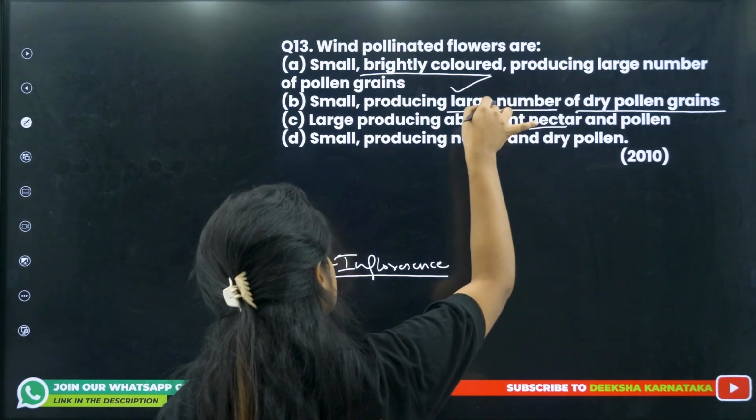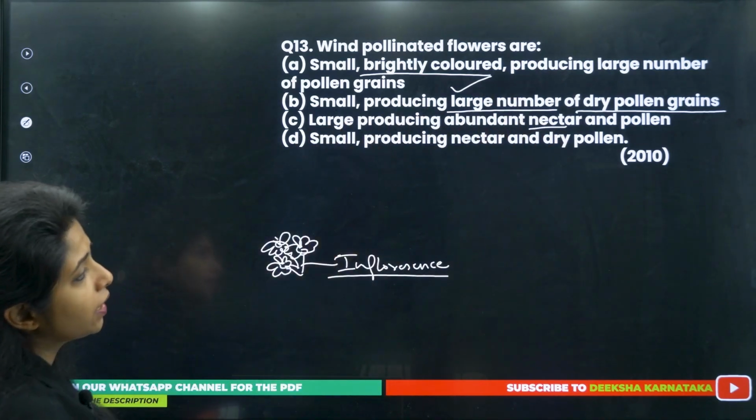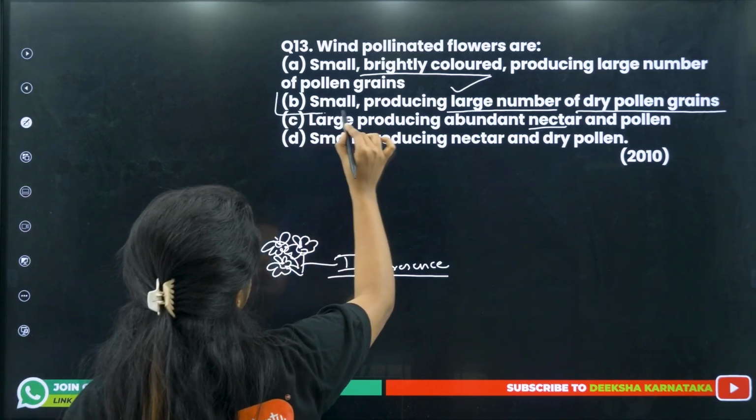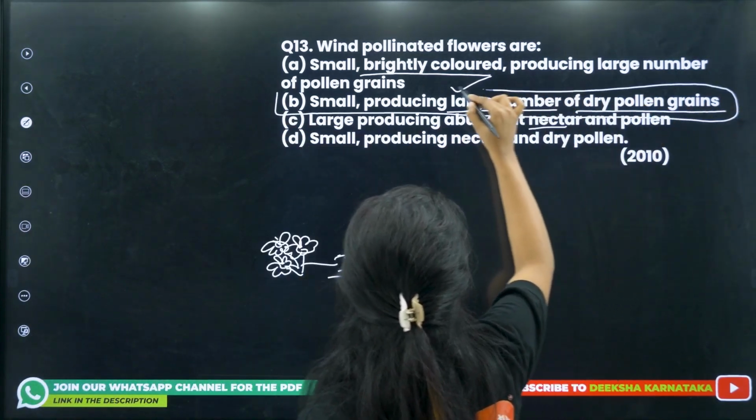This is a nectar and all, it's for insects, okay. Small, producing nectar and dry pollen, same for insects only. So this is our answer, children, my dear little champions.